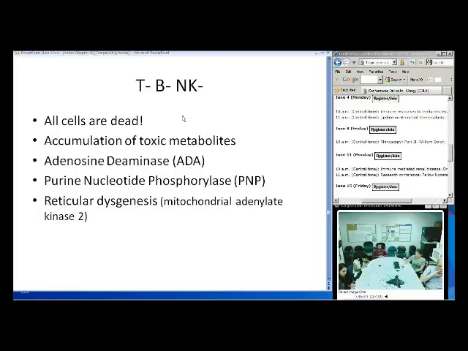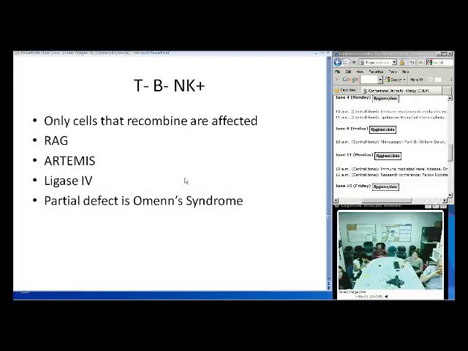So it's a broader stroke of cellular killing for these, a less specific receptor, nothing as specific as the receptor, I should say, that would kill all your cells. All right, and last one, T negative, B negative, NK positive. So these are going to affect the cells that recombine. So these are going to be parts of the recombination phase. You're going to get T negative, B negative, because remember, NK cells do not recombine. Only T and B's recombine. So it's going to be things like RAG, Artemis, ligase 4.